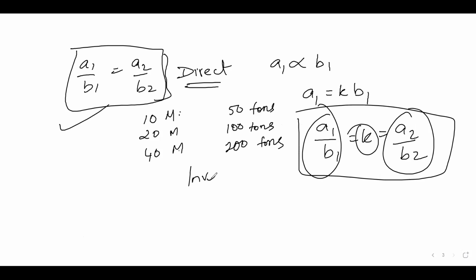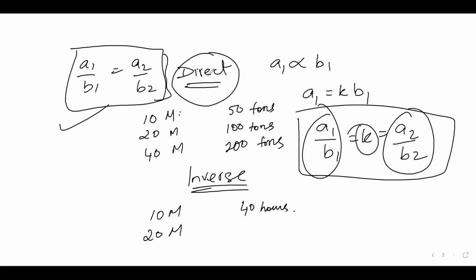Now if something is inversely related, for example, 10 machines can do a particular task in, let's say, 40 hours. Then if there are more machines, doing that same task is important. Like in the direct relationship, the same time frame was important. Here, in the inverse relation, the same task is important. So 10 machines can do a particular task in 40 hours. 20 machines will do that same task in how many hours?